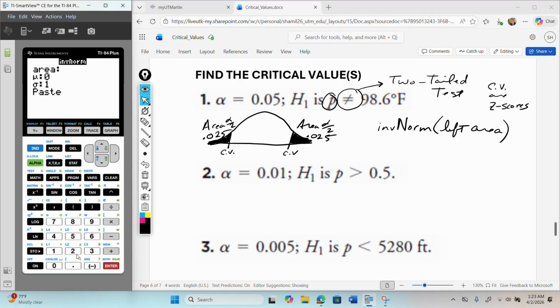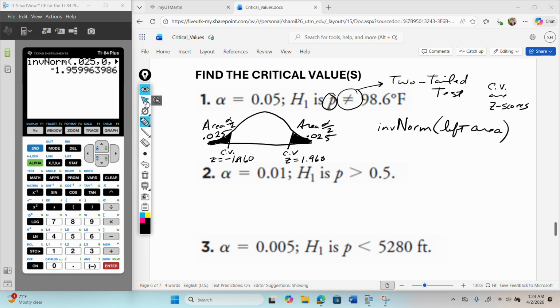So my left area here is 0.025. And then the default is it's a standard normal distribution. So I'm just going to come here and do paste. And then press enter again. And if I take that to 3 places, then my left critical value is going to be minus 1.960. And then by symmetry, I get that this right one is going to be positive 1.960.